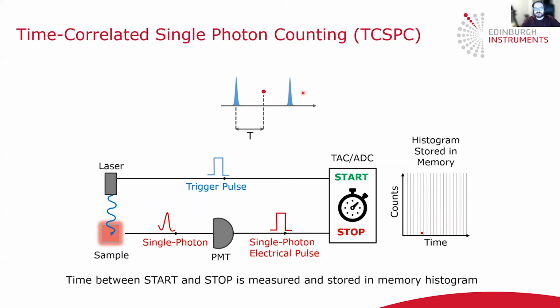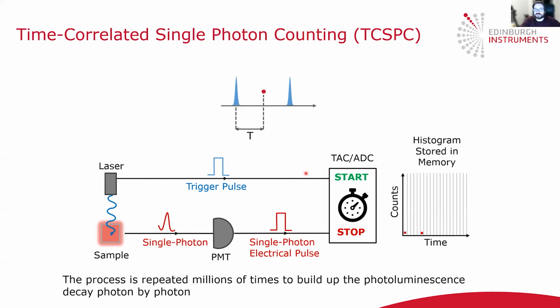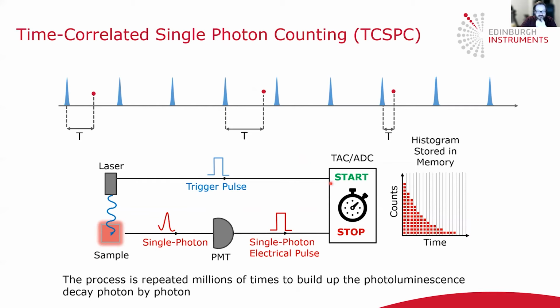And one of the key principles of TCSPC is that only a single photon can be detected for each flash of the laser. So you then repeat this process by firing the laser again, and you record a different time and plot it in the histogram, and then repeat this process millions of times to build up the complete photoluminescence decay of your sample, photon by photon.